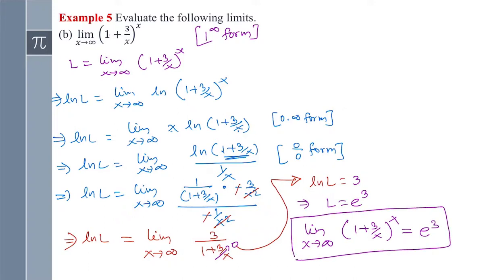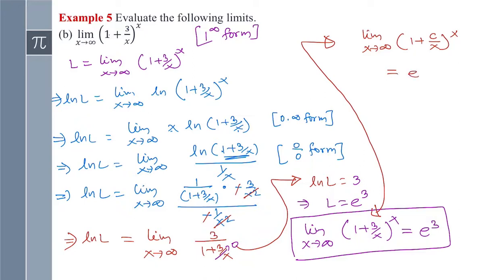Now from here, I'll give you a general case. Looking over here, there's a pattern for this one. If we have something like the limit as x approaches infinity of (1 plus a constant, let's say c, over x) to the x, this is always e to the c. Here the constant is 3, so it is e to the third. If this was 4 instead of 3, then that would be e to the fourth, and so on.